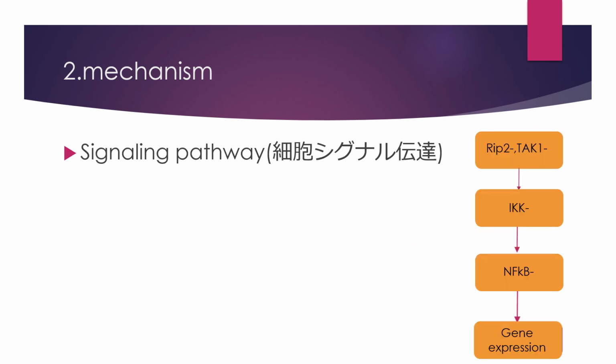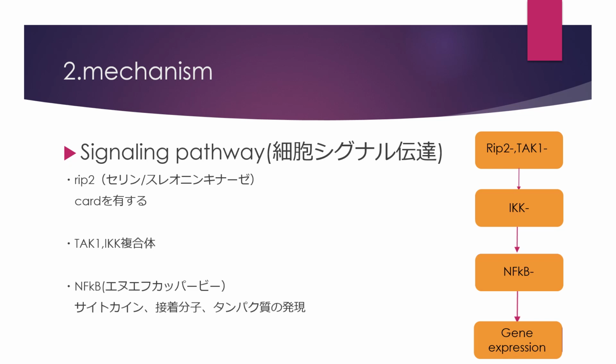When NOD2 recognizes MDP, monomer G peptide, it binds to the CAD domain of a serine threonine kinase called RIP2, which has a CAD. RIP2 activates the TAC1 IKK complex. These kinases activate NF-kappa B. NF-kappa B induces cytokines, adhesion molecules, and proteins that are necessary for inflammation to occur in infected tissues.